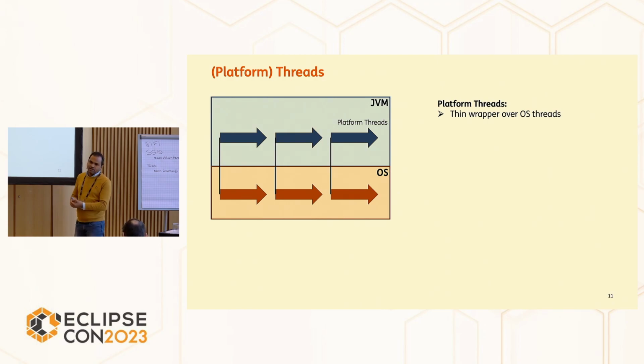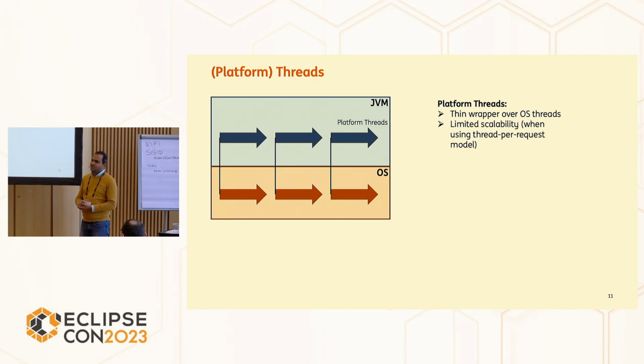Creating an operating system thread is a resource-intensive task, so it requires quite some memory, and it also takes some time to create that thread. As you see in the picture, platform threads map one-to-one to operating system threads. So for every platform thread, there is also an operating system thread. The platform threads offer limited scalability when using the thread per request model.